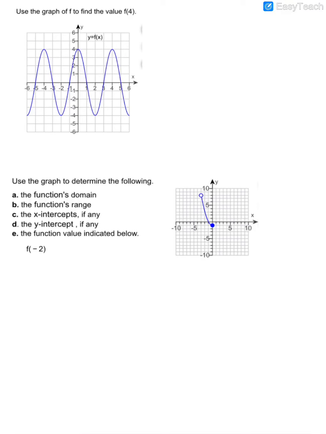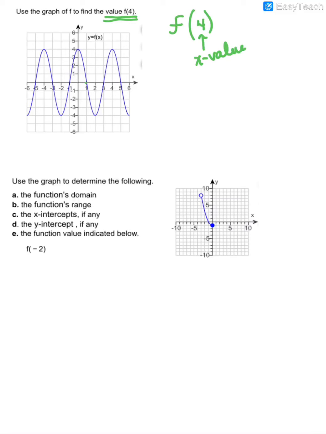We're going to evaluate functions using graphs. So you'll notice in this first particular graph, I am being asked to find the value for f of 4. Remember, the f just refers to the name of the function, and the value in parentheses is telling you what the x value is for this particular function. And so I'm going to find where my x value is 4.